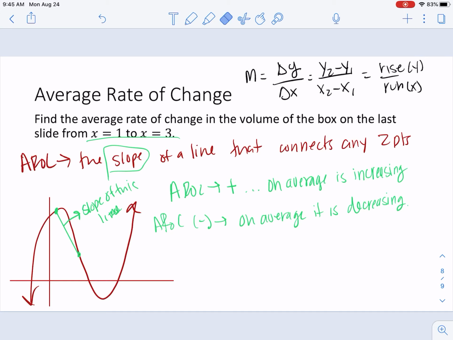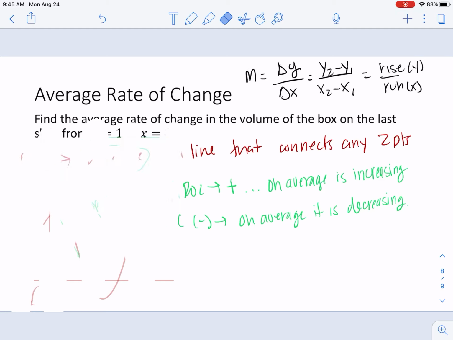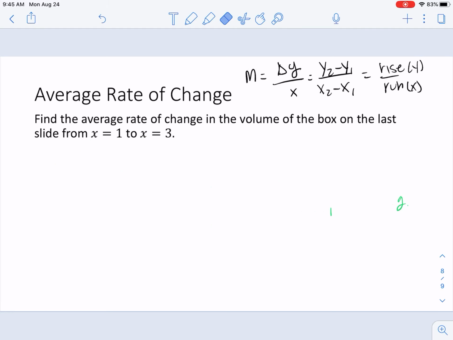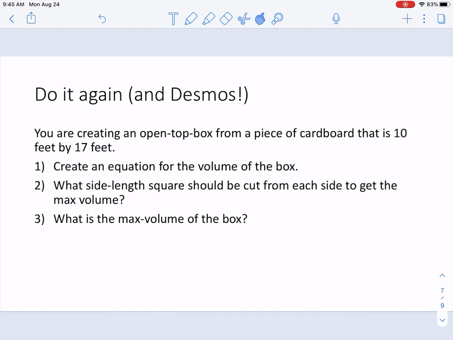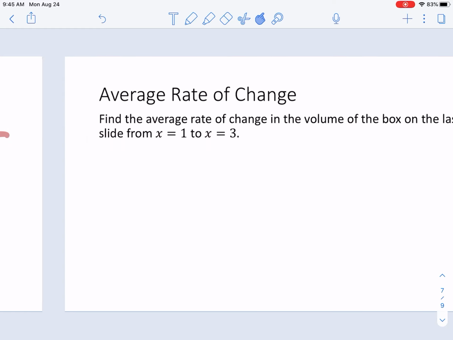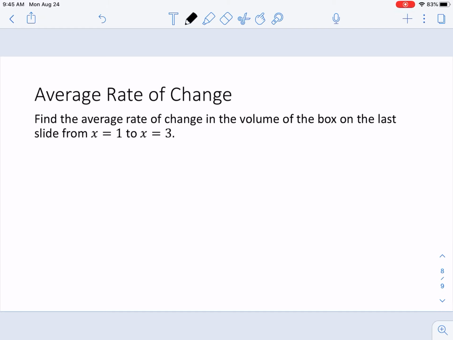But we are actually doing this in context of our problem. If we look at our problem, it says to find the average rate of change of the volume of the box on the last slide. The last slide was talking about the one that was 10 feet and 17 feet. We created that equation. And so it wants us to find the average rate of change when x equals 1 and x equals 3. That means we need to know these full coordinate points. I'm going to show you how to find those coordinate points on Desmos. So we're going to switch over to Desmos.